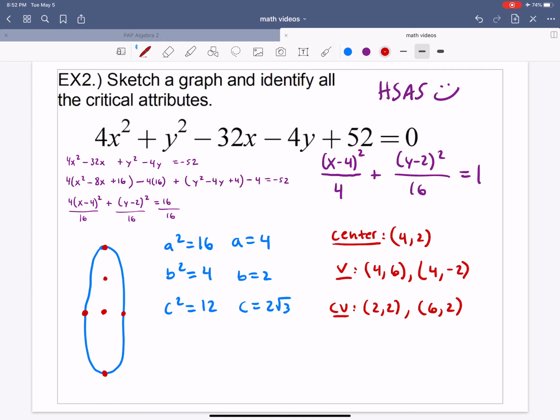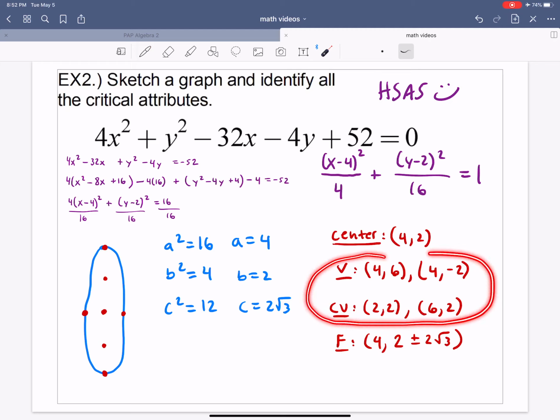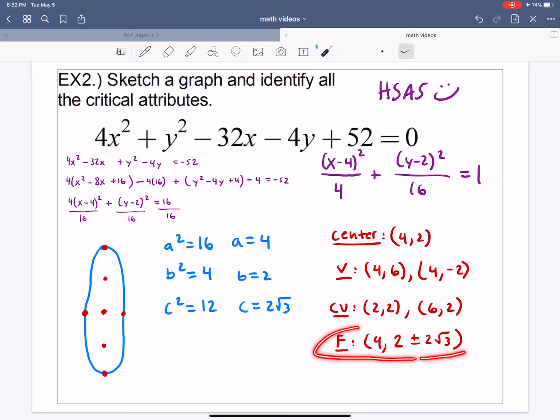And then to find the foci, I'm going to go up C and down C. So I'm going to keep the 4, and I'm going to take the y value, and I'm going to add and subtract 2 root 3. Now, Cosette, how come on the vertices and the co-vertices you split those into 2 points, but on the foci you left it as a combination like this?